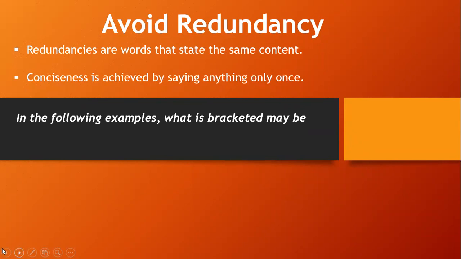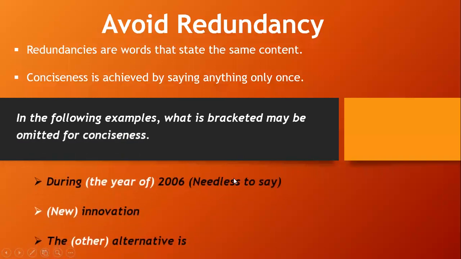Okay, so in the examples here, what is bracketed may be omitted. We can take it out for conciseness. There's your example. During the year of, so the white in brackets is omitted, right? During 2006. And some people actually write during the year of 2006. And there I put it in brackets, needless to say. Thank you for bringing that up. Yeah, so of course we don't need to say the ones in brackets.